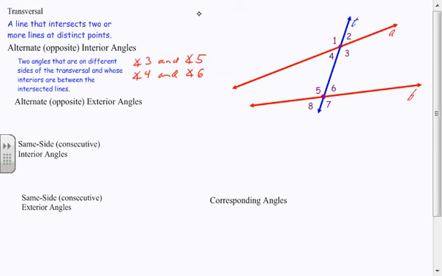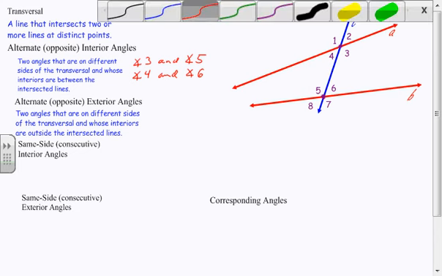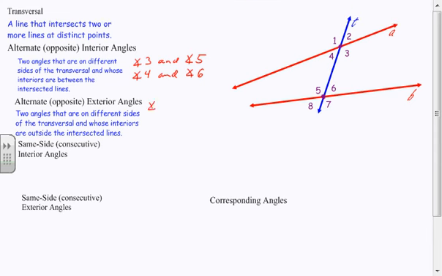So, alternate exterior angles, or alternate or opposite exterior angles. I don't really care what name you use as long as you can describe them well. Two angles that are on different sides of the transversal again and whose interiors are outside the intersected lines. For example, angle 1 and angle 7. They are alternate exterior angles. And what else do we have? Angle 2 and angle 8. So these are nice descriptive names. Alternate means on either side of the transversal. Interior means between the lines. Exterior means outside the lines.